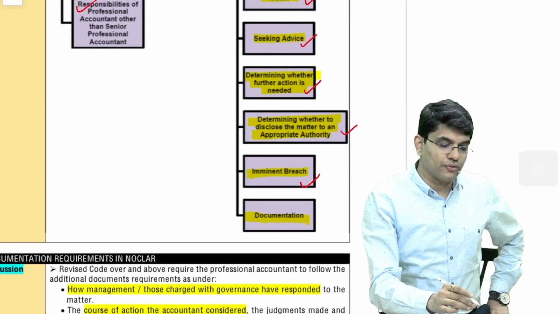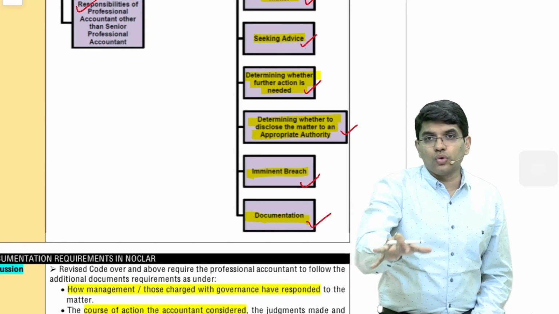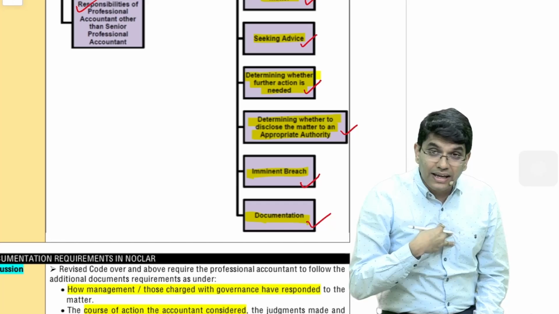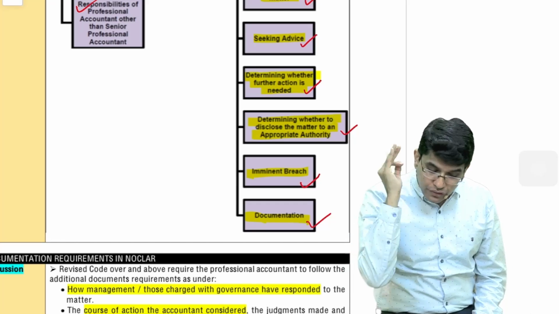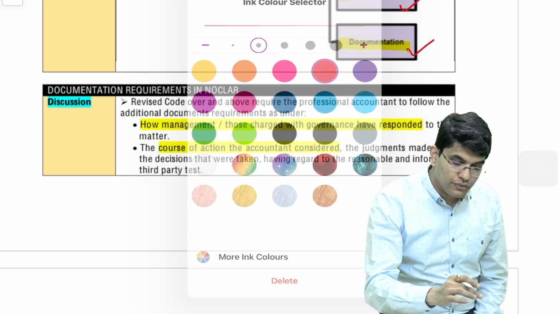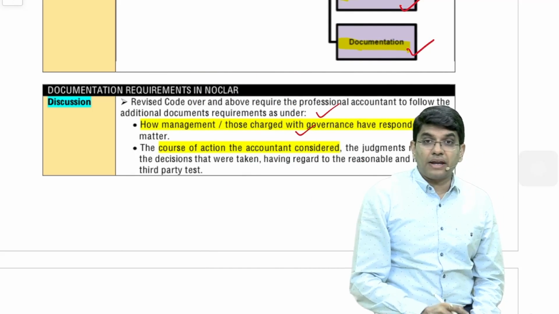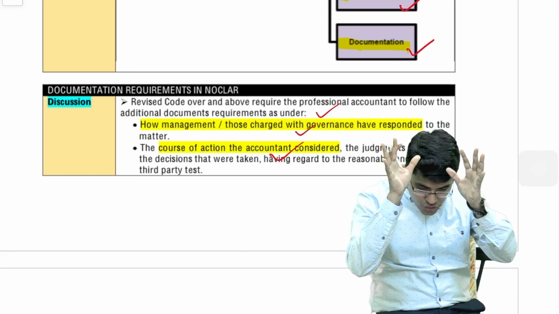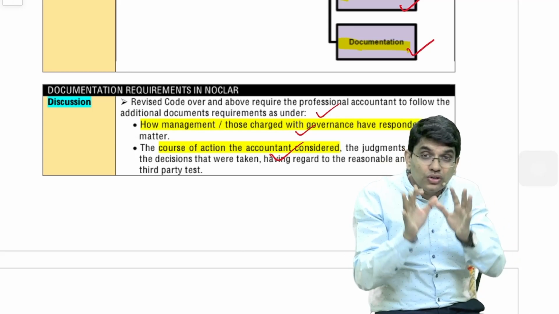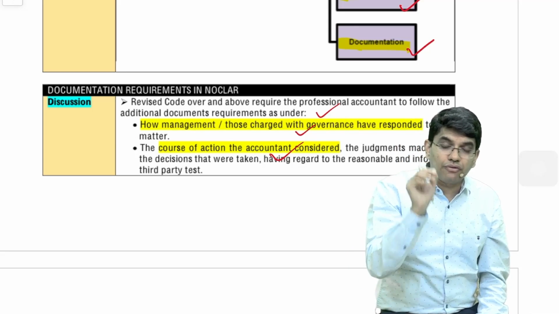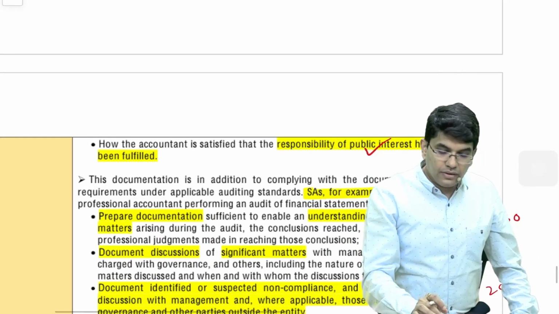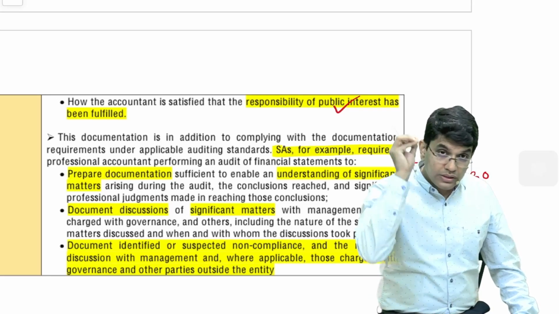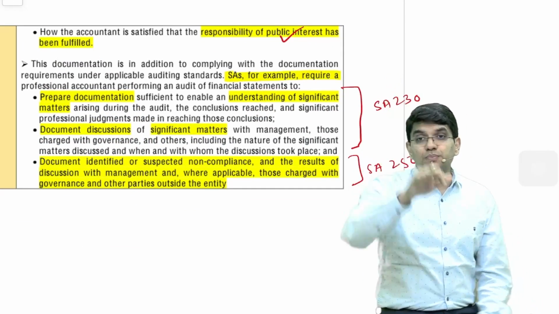Document all the instances of NOCLAR, how management and TCWG responded to it, how you analyzed it, how you decided what should be done. Everything should be documented: what you did, how you considered it, what points you thought about, your thought process. And how you ensure that the public at large is not getting fooled and is protected, you need to document that also. Now this documentation is as per NOCLAR.